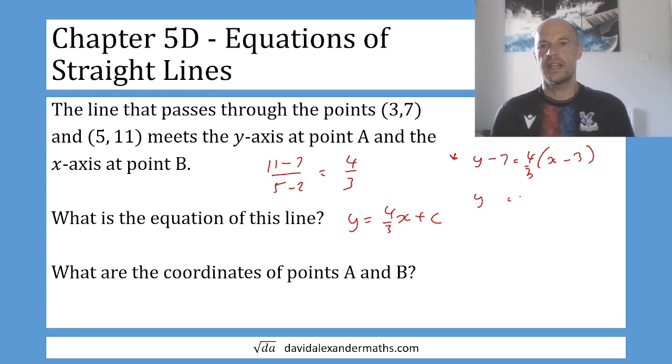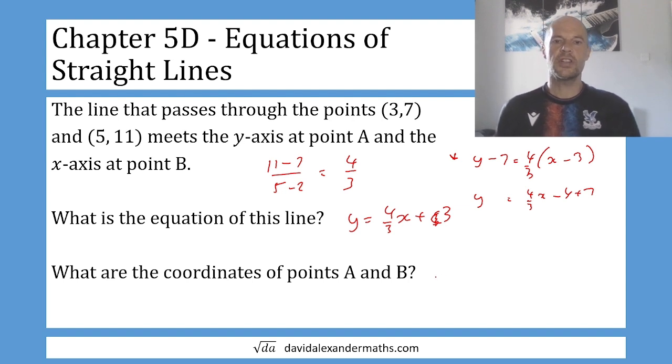So therefore y equals 4/3 x. 4/3 times negative 3 is minus 4, and I move that negative 7 over to the other side, so it's plus 7. So negative 4 plus 7 is the same as plus 7 take away 4, so that's plus 3. So I'll change that plus c to a plus 3. What are the coordinates of A and B? Well, where it meets the y-axis, that is the y-intercept, so that is at 3.